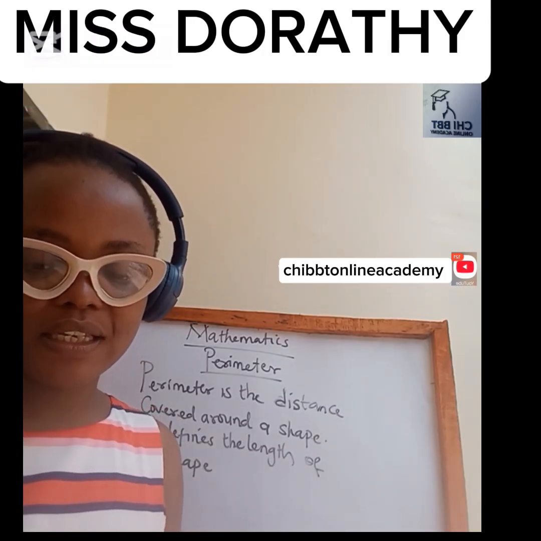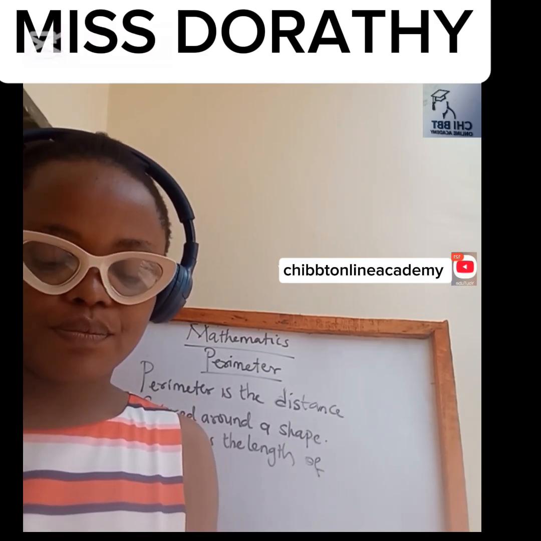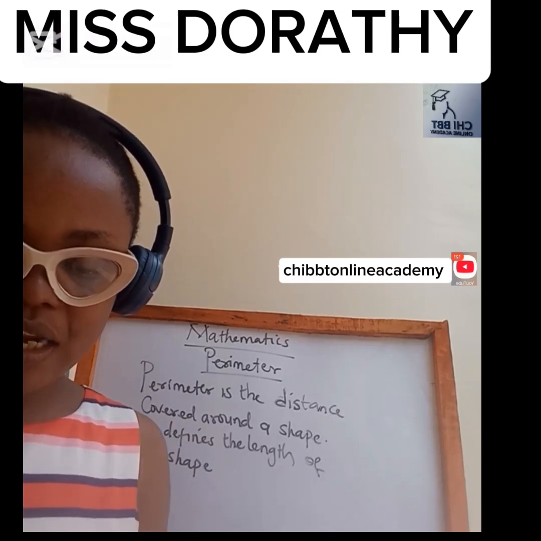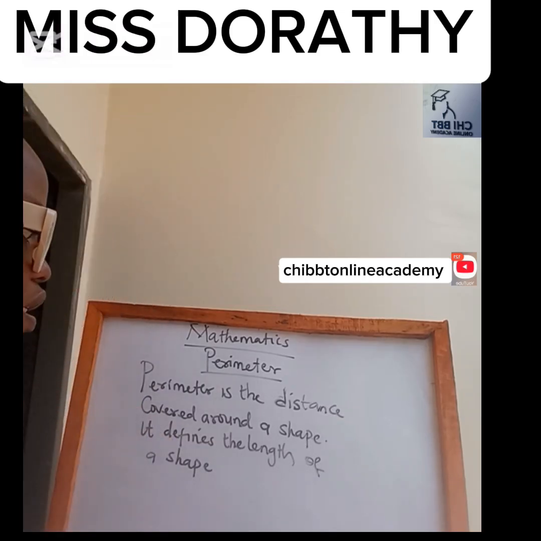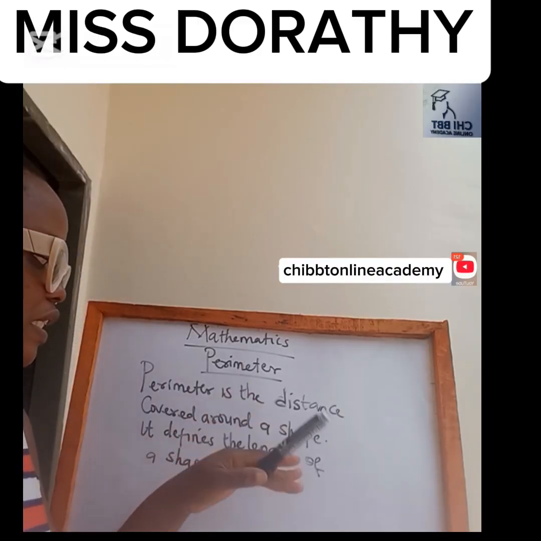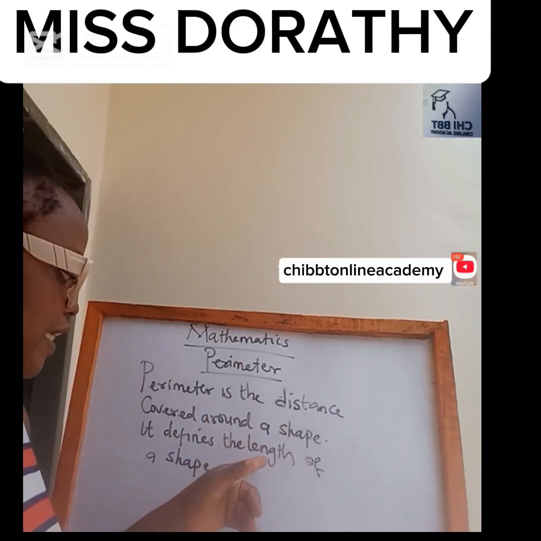So today we are going to talk about perimeter for grade 3 and grade 4. So what do we mean by perimeter? Perimeter is the distance covered around the shape. It defines the length of a shape.